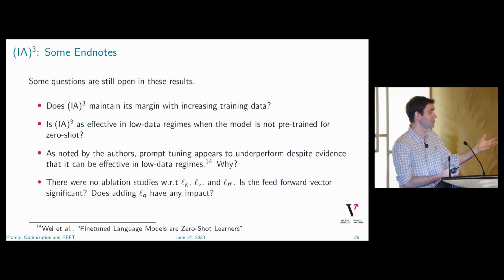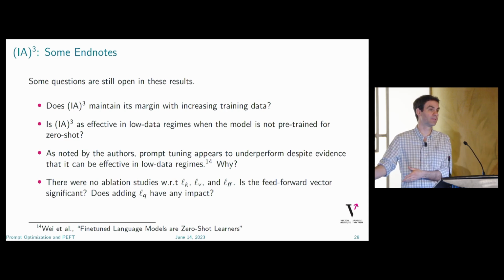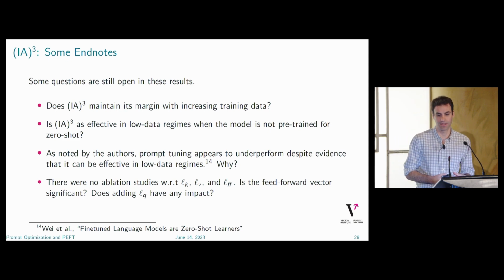Does adding LQ make a difference? Does dropping the feed forward adaptation layer make a difference? There wasn't a lot of discussion on that, and I'd be curious to see if the feed-forward mechanism is really that important to the actual performance of the model, or the approach, excuse me.